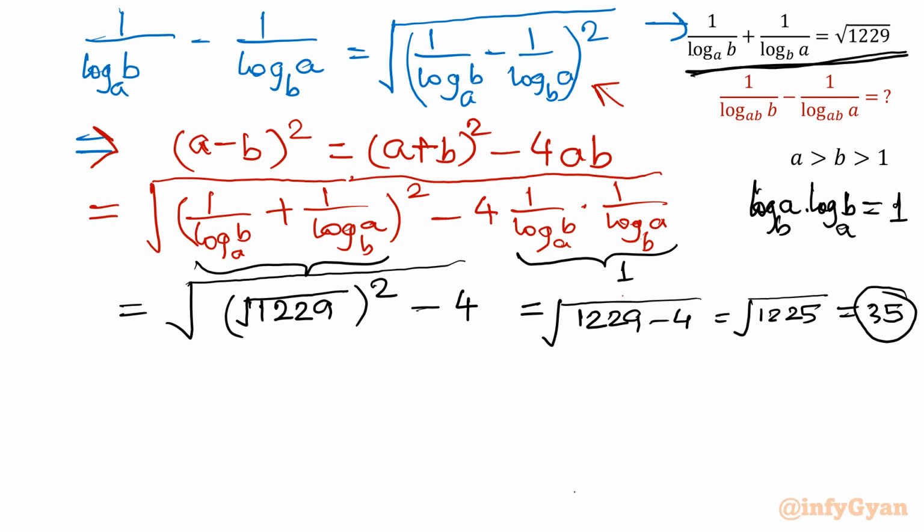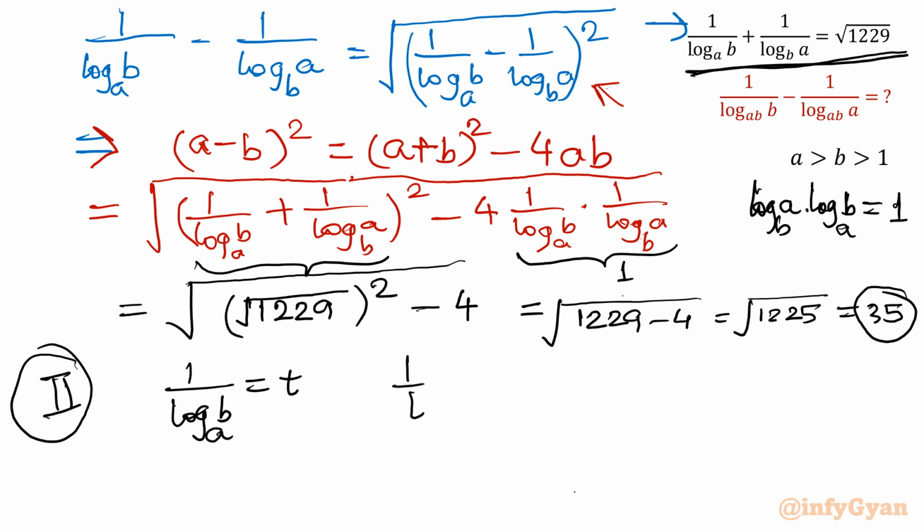Now let's use substitution, the second method. I will consider 1 over log b base a equal to t. You will find this easier. So what will be the value of 1 over t? The second term would be 1 over log a base b. It is the same, you can check. This is log b over log a, and this is log a over log b. So the first term I am taking as t, and the second term comes out as 1 over t.